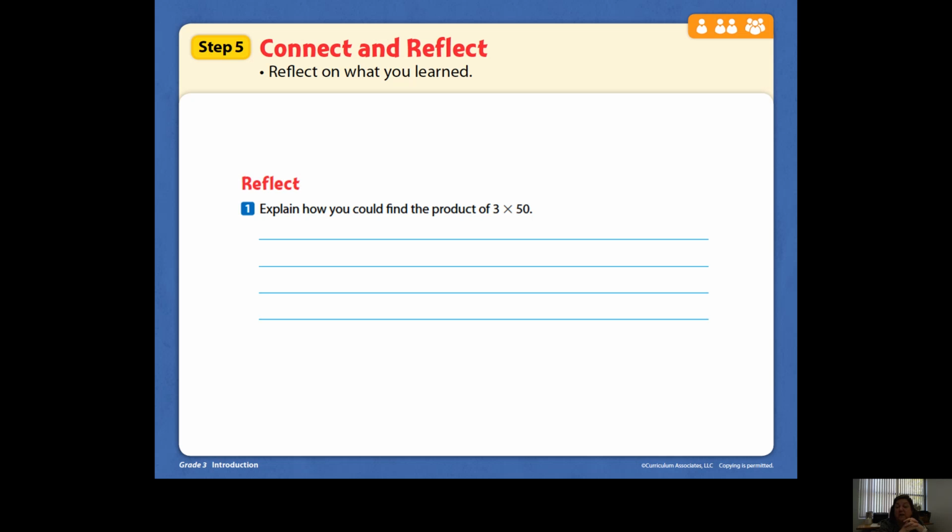You're right. We can add up 50 three times. And if we add up 50 three times, we know if we have 50 cents and we have 50 cents and we put that together, that makes $1, right? So it's like 100. And if we have another 50 cents, it's $1.50. So it would be 150.